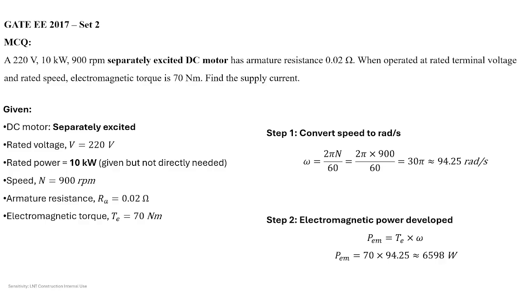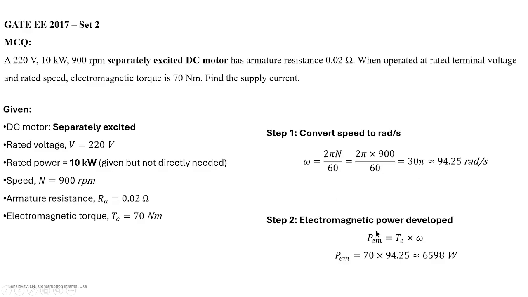So in this given question, voltage is given, rated power is given, speed is also given, and armature resistance is given, and electromagnetic torque is given. Electromagnetic torque is 70 newton meter. So convert this speed into radian per second. How can we convert this speed into radian per second? Omega is equal to 2 pi N by 60. So 2 pi into 900 divided by 60. So approximately 94.25 radian per second is the omega value.